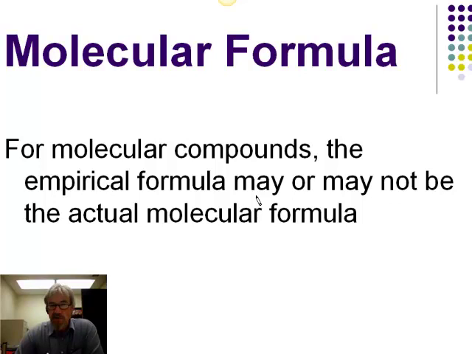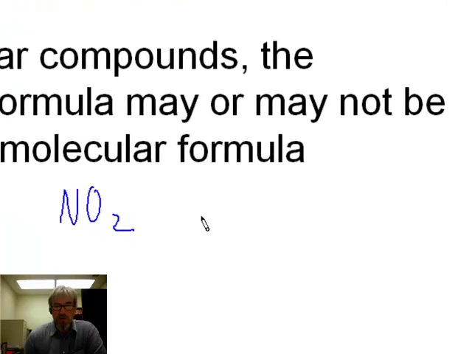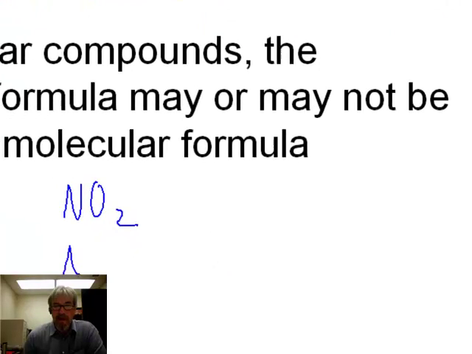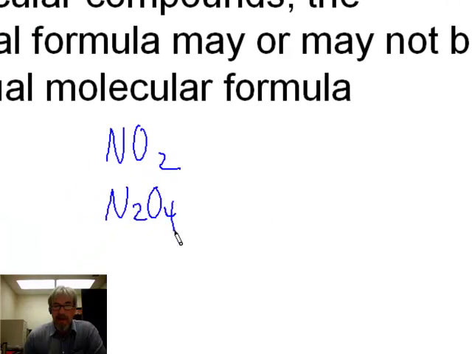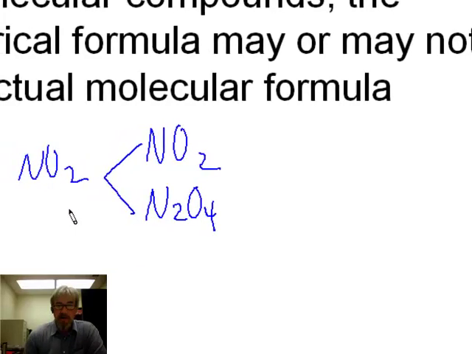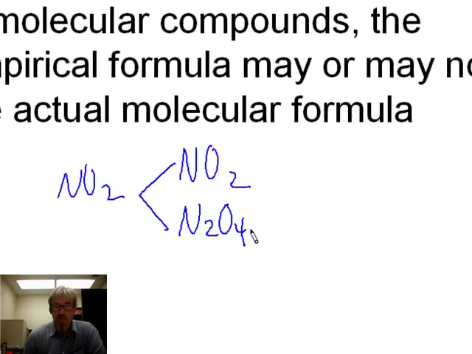For example, think about a compound NO2. That has the simplest formula, NO2, as well. But N2O4 has the same simplest formula. The empirical formula for both of these compounds is NO2. But they're not both the same. N2O4 is quite a different compound from NO2.